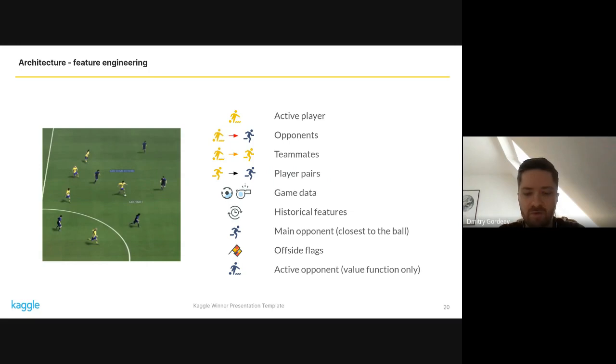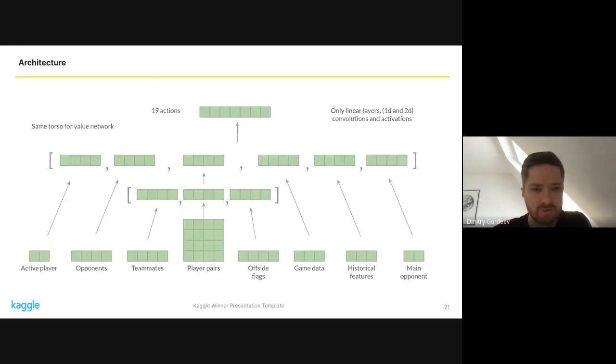And for the value function separately, we also added the active opponent. So we kind of peeked at what player our opponent is controlling at the moment, and use that information instead of guessing by the distance to the ball. But we use it only for the value function because we don't have this information available for acting. Now moving on to the way we put it together.